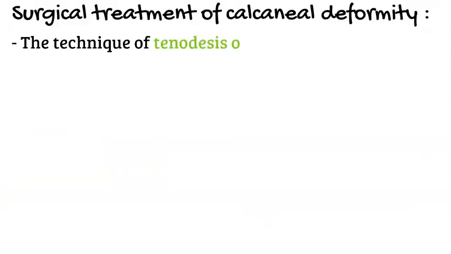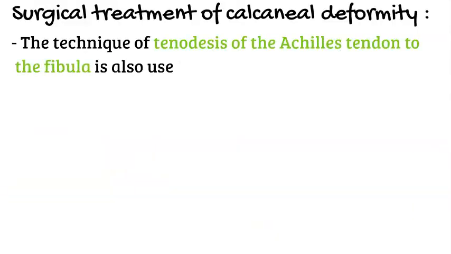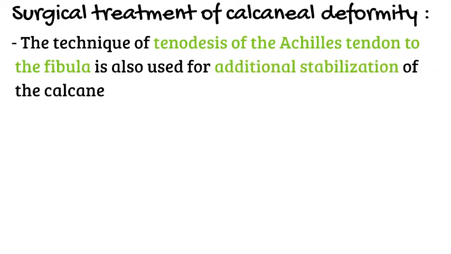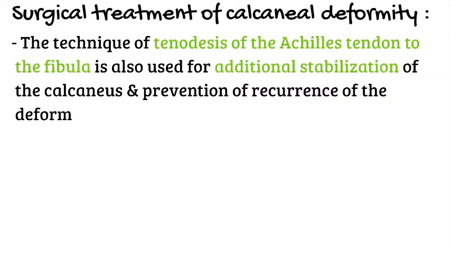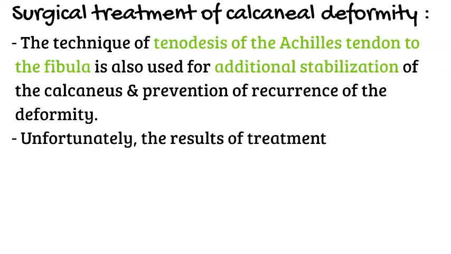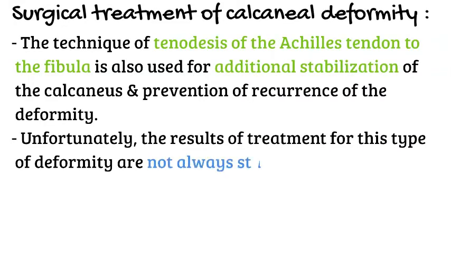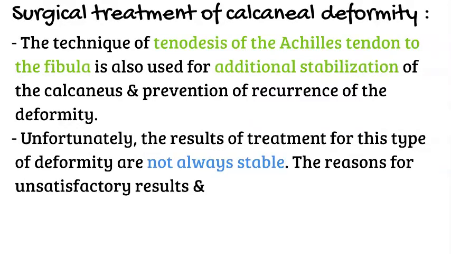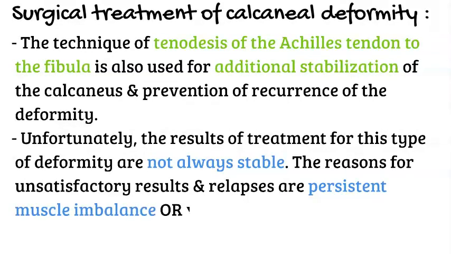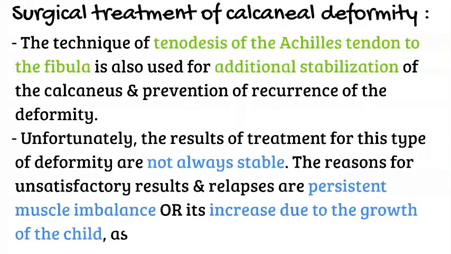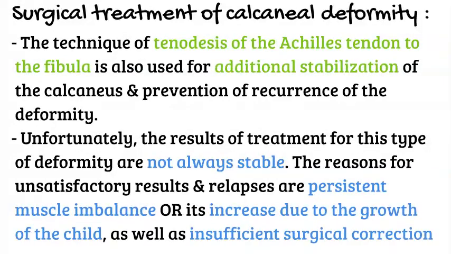The technique of tenodesis of the Achilles tendon to the fibula is also used for additional stabilization of the calcaneus and prevention of recurrence of the deformity. Unfortunately, the results of treatment for this type of deformity are not always stable. The reasons for unsatisfactory results and relapse are persistent muscle imbalance, which is increased due to the growth of the child, as well as insufficient surgical correction.